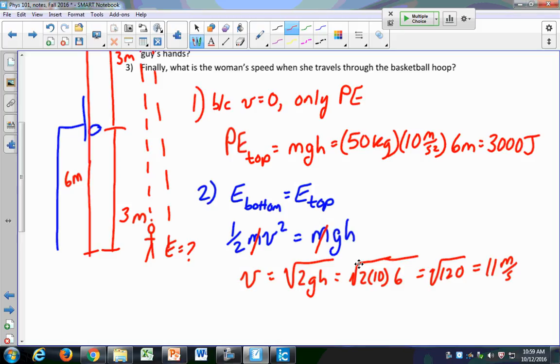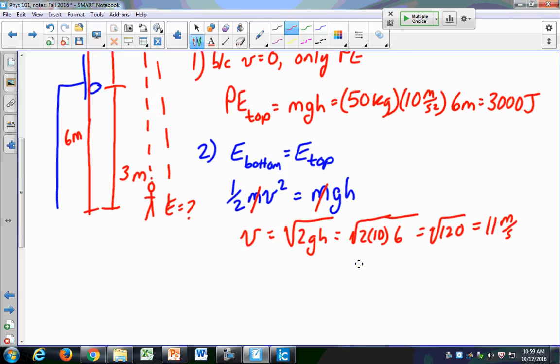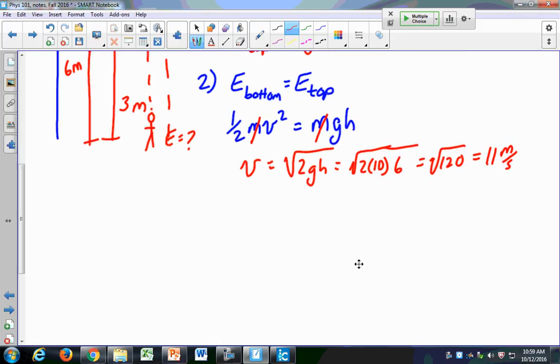She has 3,000 joules of energy, right? Because that energy is always the same. That's sort of a trick question, because if you think about the gravitational potential energy, somebody said 1,500. She does have 1,500 joules of potential energy because she's at half the height from where she was up top. But she has a total of 3,000 joules of energy. So I want to know, what is her speed when she travels through the hoop?